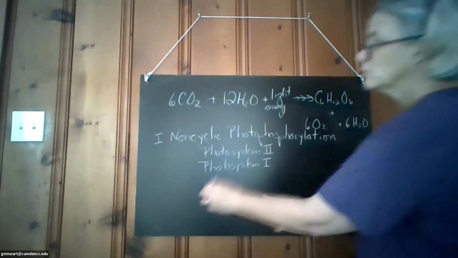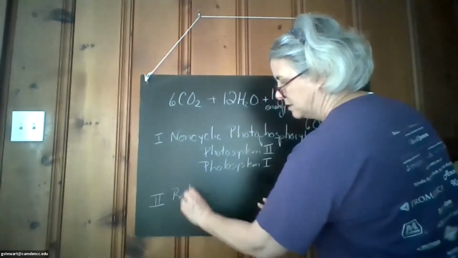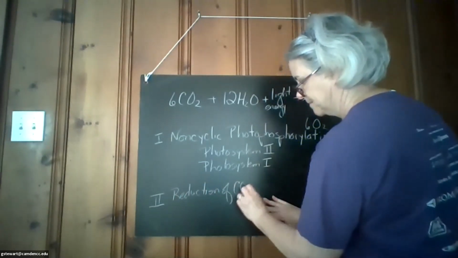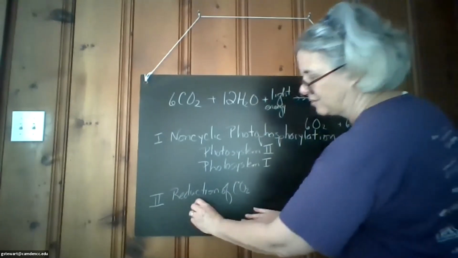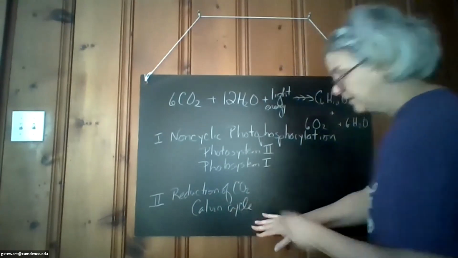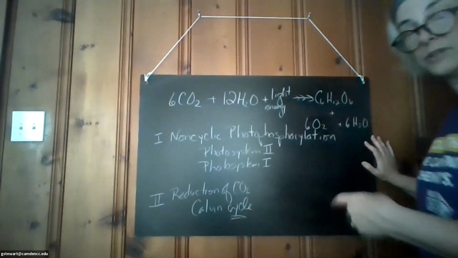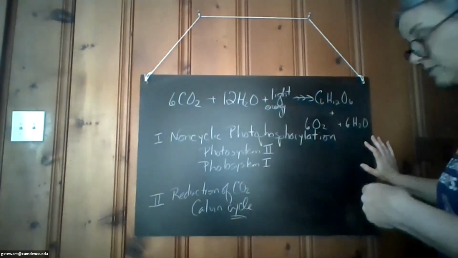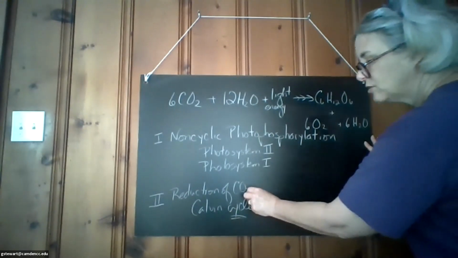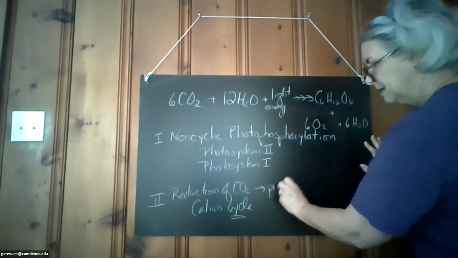The second major part of photosynthesis is the reduction of carbon dioxide part. And that portion is called the Calvin cycle. And as the name implies, cycle, because it's a circle, okay, similar to the Krebs cycle or the citric acid cycle. This is going to be a circle that we'll talk about at the end. The reduction of the carbon dioxide is the part where we actually produce the glucose.